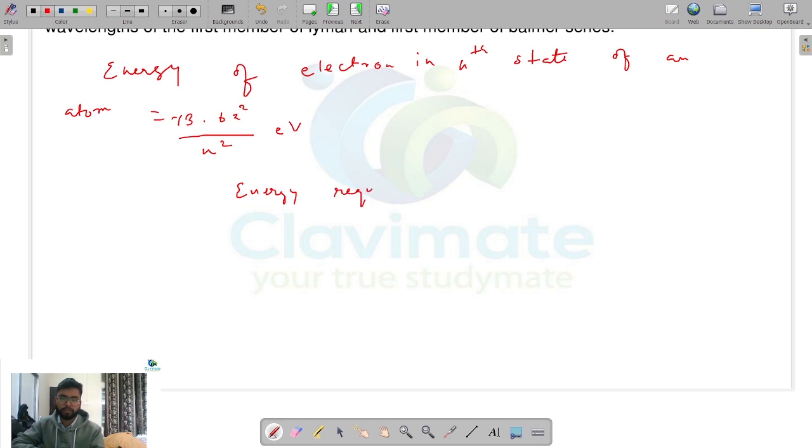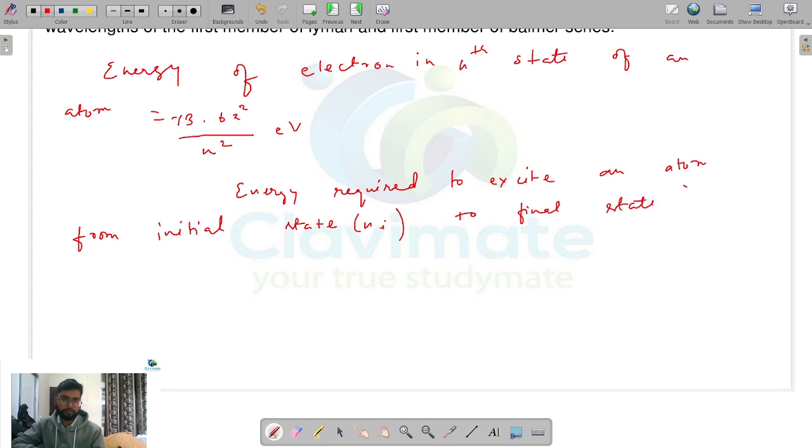Energy required to excite an atom from initial state i to final state f is equal to minus 13.6 by nf square plus 13.6 by ni square electron volt.